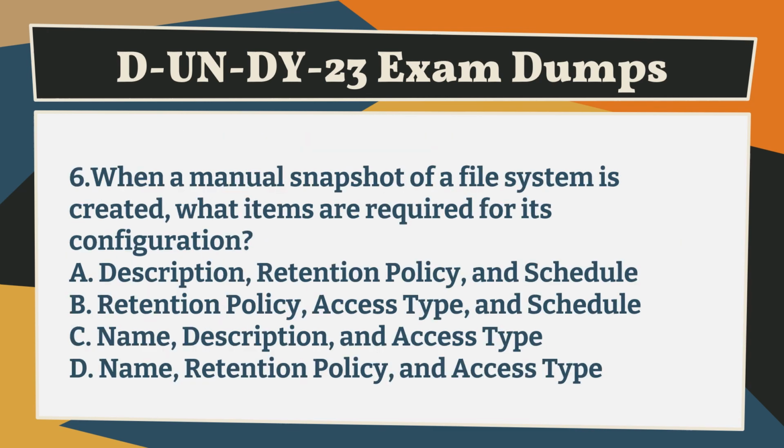6. When a manual snapshot of a file system is created, what items are required for its configuration? A. Description, retention policy, and schedule. B. Retention policy, access type, and schedule. C. Name, description, and access type. D. Name, retention policy, and access type.